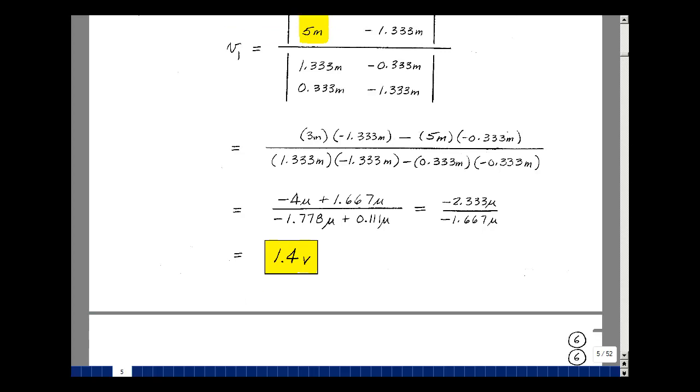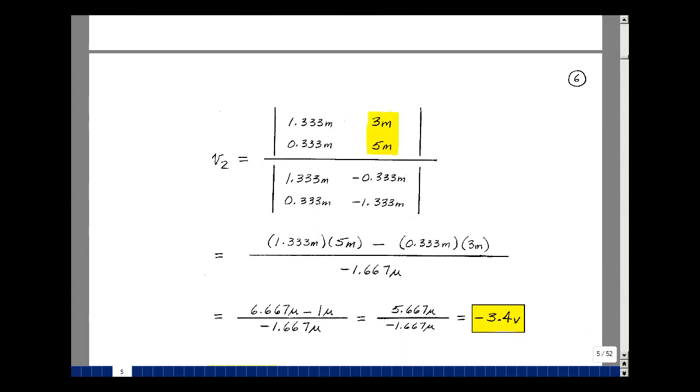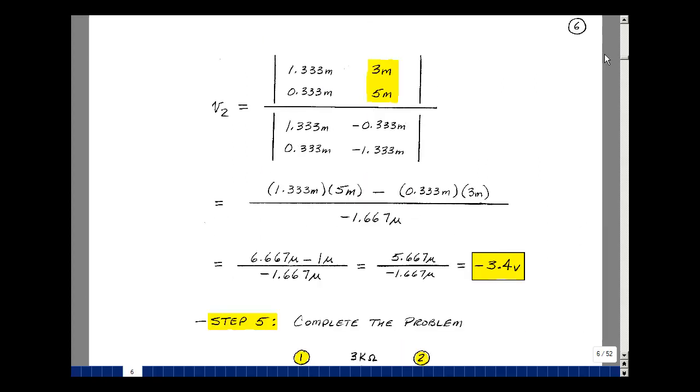If I want to solve for node voltage 2, we'll do a similar process. So column 2 was associated with V2. Take the original matrix, replace column 2 by the left-hand side of the equation, and find that determinant divided by the original determinant. So again, cross-multiplying 1.33 milli times 5 milli minus 0.33 milli times 3 milli. Our denominator determinant we already found is a minus 1.667 micro. Multiplying this out, I get 6.667 micro, and here I get 1 micro because of the minus sign, still minus sign there. And that gives me a minus 3.4 volts. Again, node voltages can be positive or they can be negative, but now that I know those, I can find every other variable in the circuit.